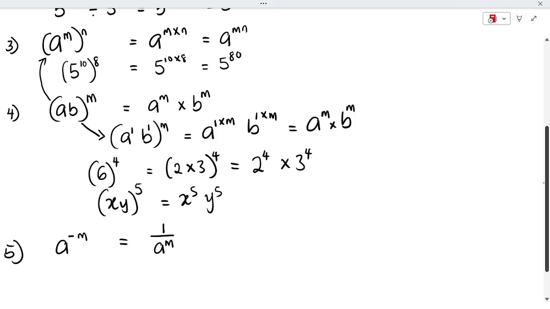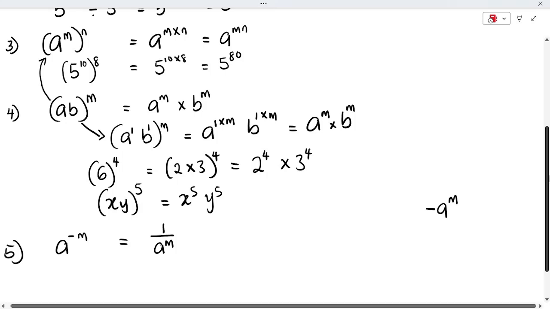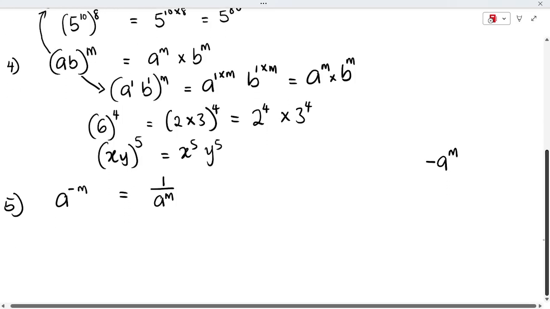Now take note, you use this when the power is negative. If you have minus a raised to the power m, the power is not negative here, so you don't make it become 1 over a raised to the power m. No. When the power is negative, you make it become 1 over to eliminate that negative power. So note that. An example, if you have 5 raised to the power minus 2, that is the same thing as 1 over 5 raised to the power 2.